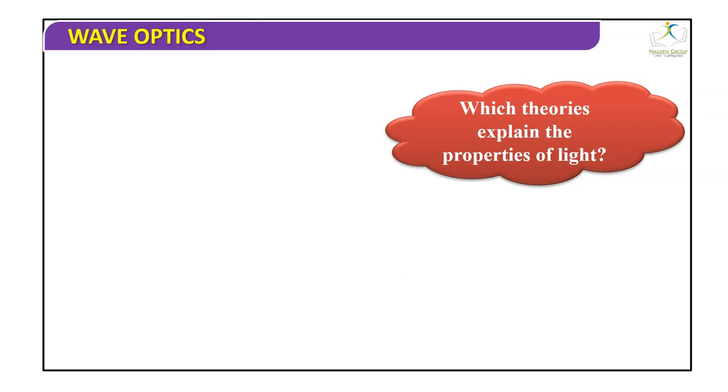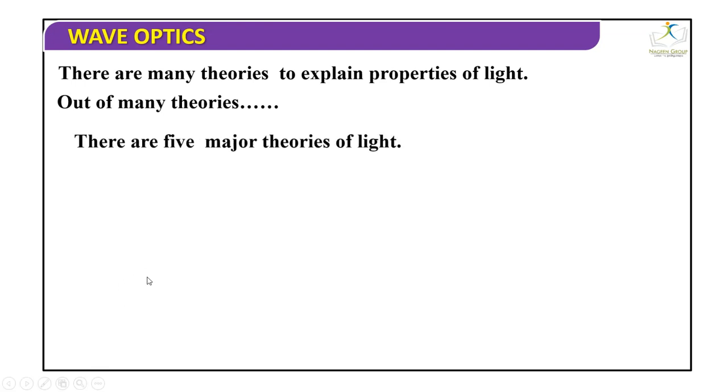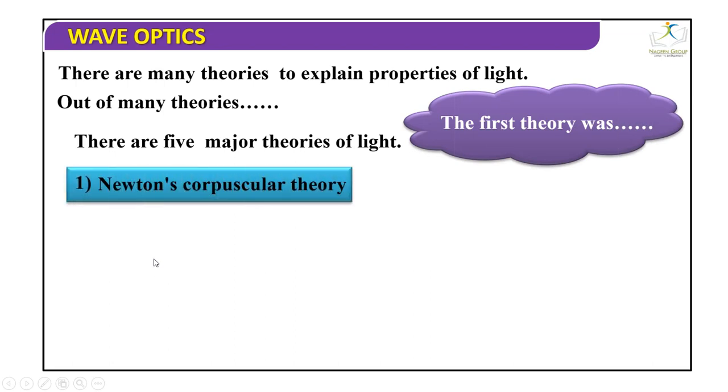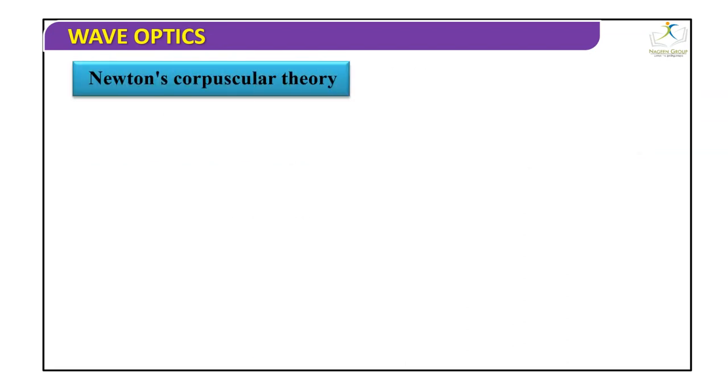Which theory explains the properties of light? There are many theories which explain the properties of light. Out of many theories, there are five major theories of light. The first theory was Newton's corpuscular theory, which was given by Newton.